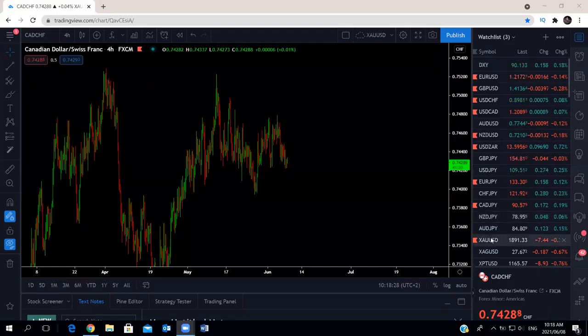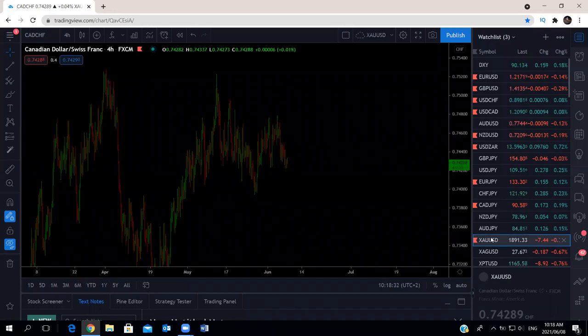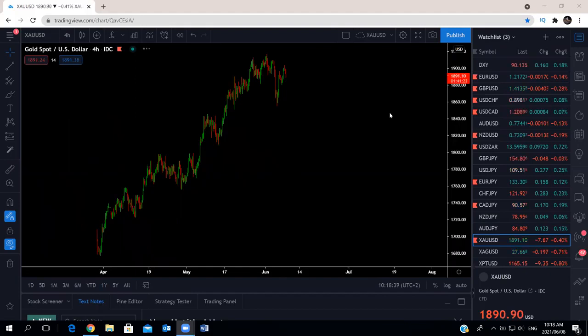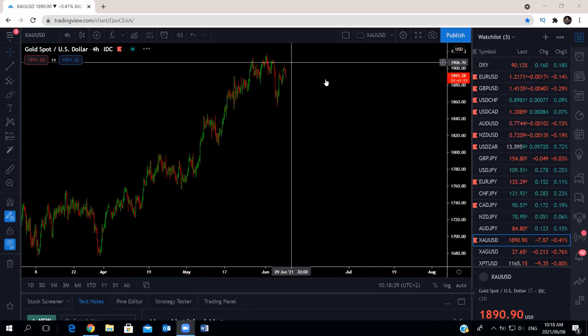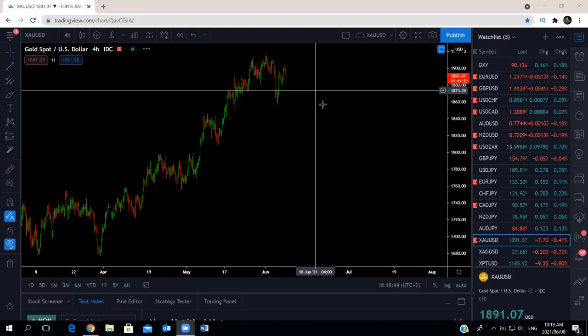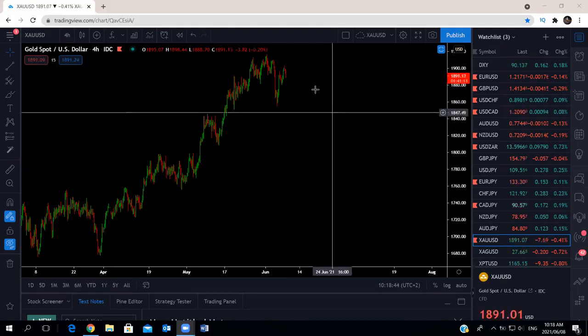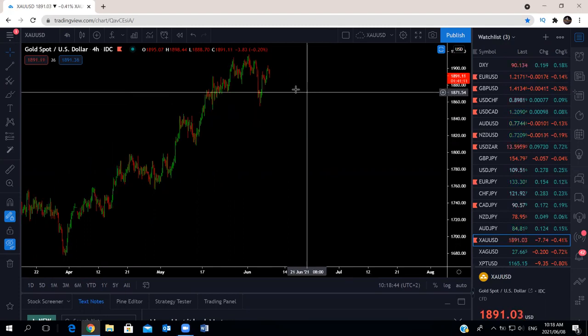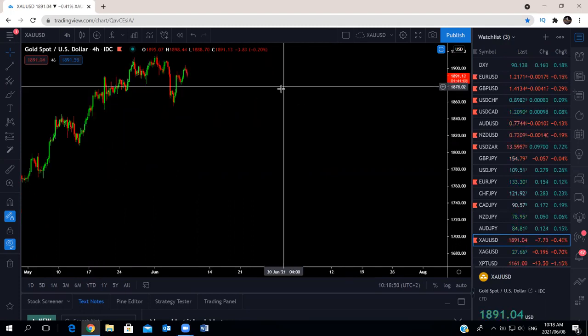Start with gold. Manu says, please show the indicator on CAD Chief. We'll show that shortly. All right, so gold has shown what looks like an impulsive move to the downside and a pullback.